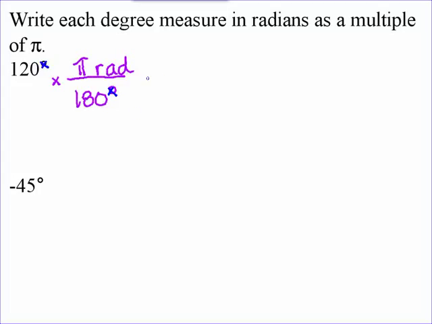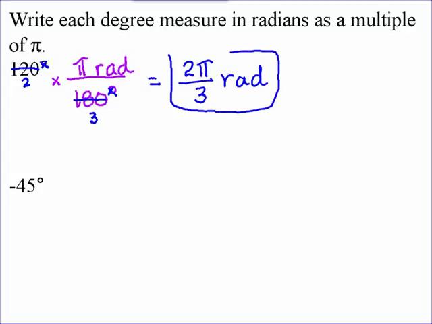And then I'm going to look at the 120 and the 180, and I notice that they're both divisible by 60. 60 goes into 120 2 times, 60 goes into 180 3 times. So my answer is going to be 2 pi on the top over 3. And that is in radians. You don't need to put the RAD, it's just understood to be there, but you can if you want. So 120 degrees is equivalent to 2 pi over 3 radians.